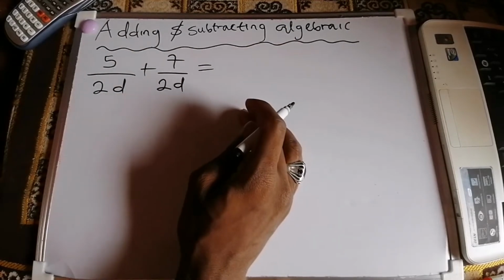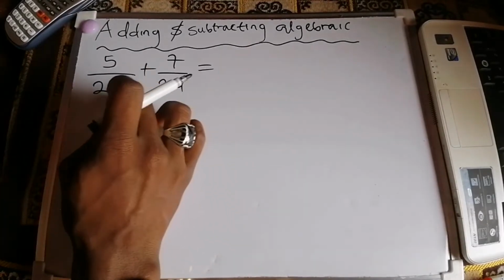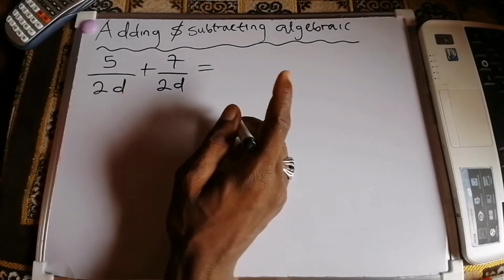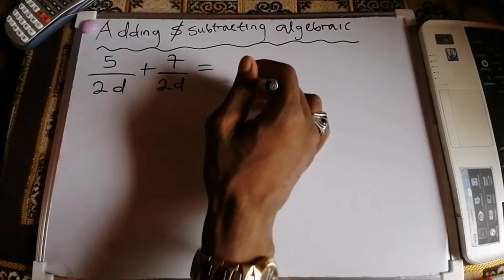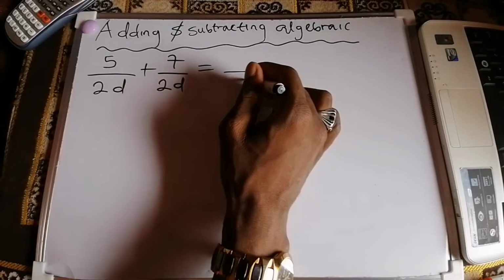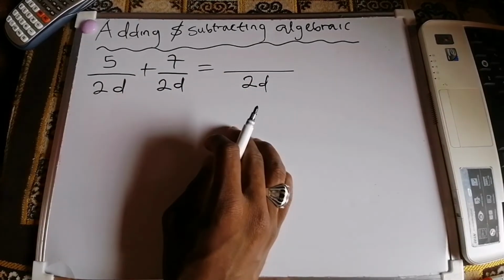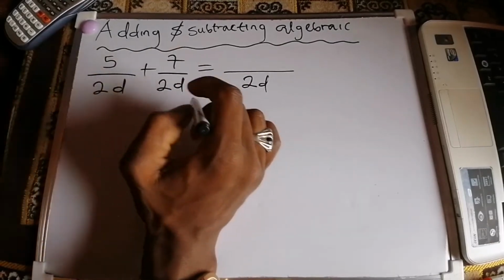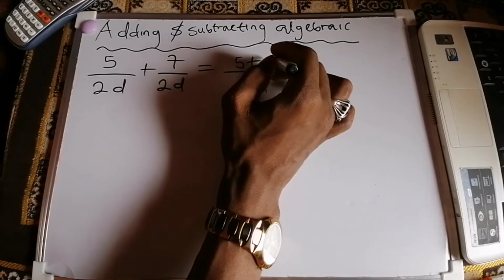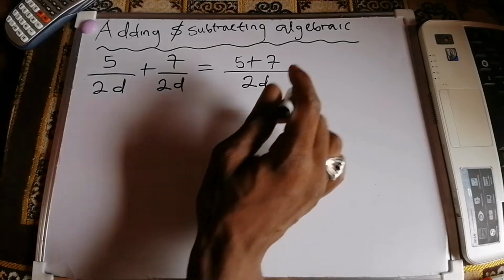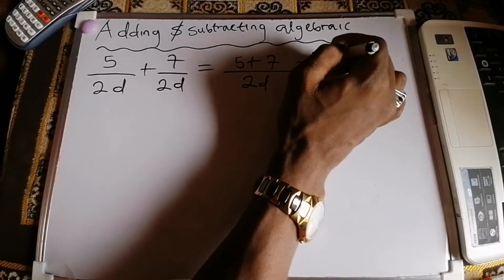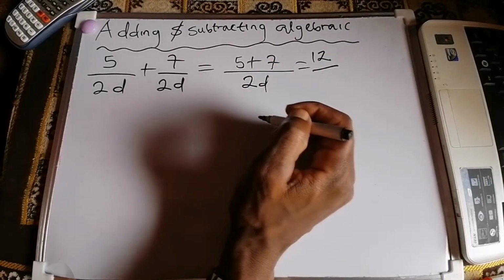How are we going to get our answer? Since here we have 2d, and again we have 2d, we are going to take only one 2d, therefore 2d. Here we have 5 and 7, so 5 plus 7 equals 12 over 2d.